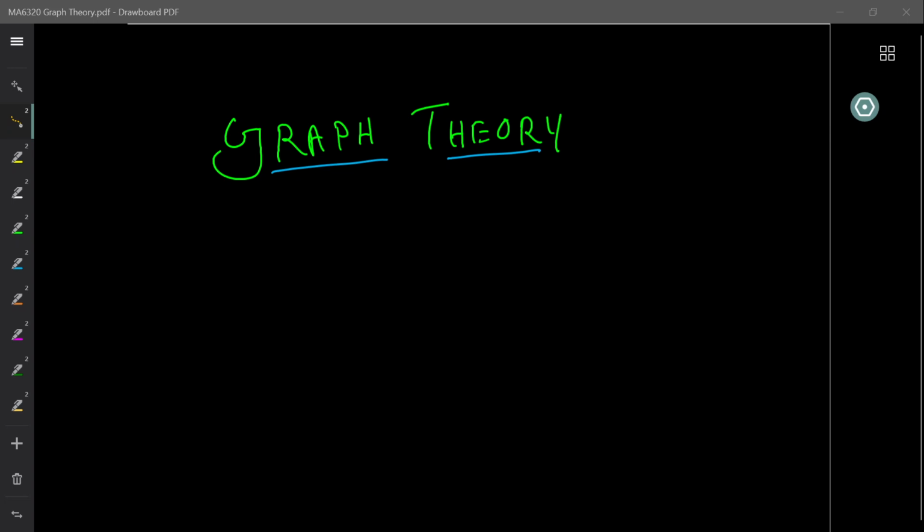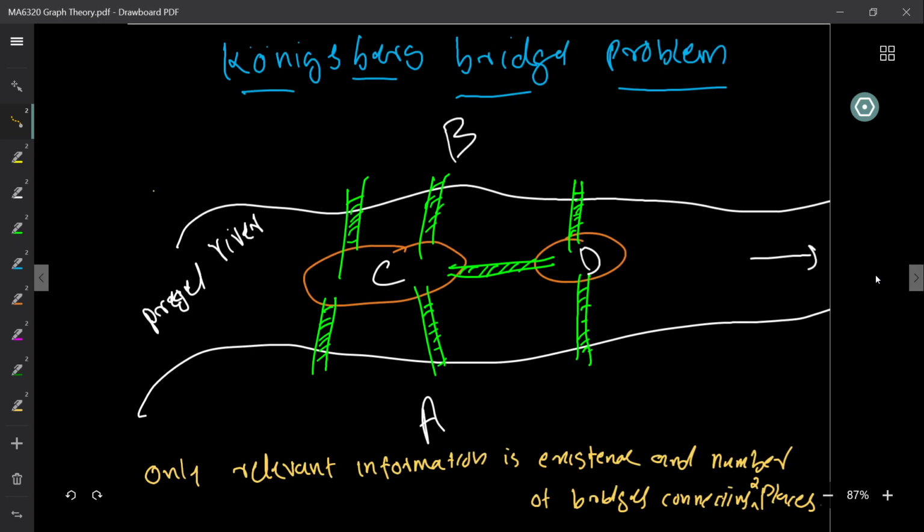Okay, welcome to the first lecture on graph theory. We start with a very short introduction to how graph theory came about. So, graph theory originates with the story of the Königsberg bridge problem.